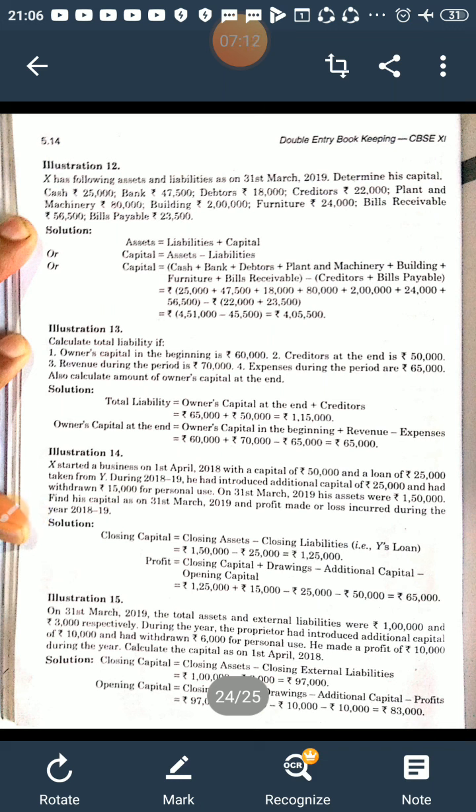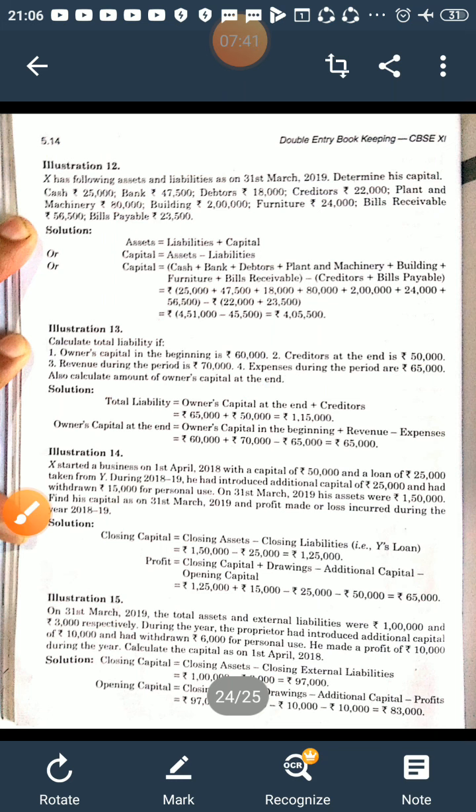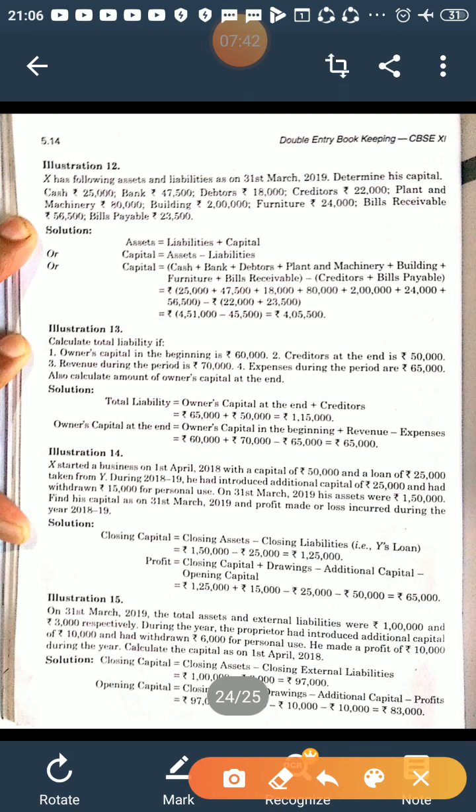So total liability can be calculated as total liabilities equals owner's capital at the end plus creditors. So first of all we will calculate owner's capital at the end. So owner's capital at the beginning plus revenue minus expenses.